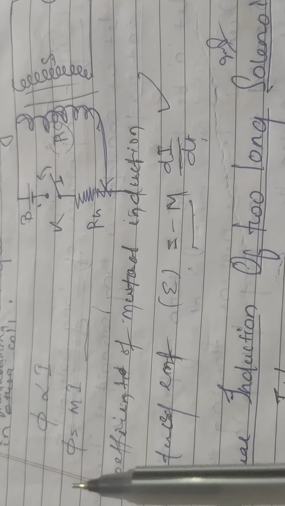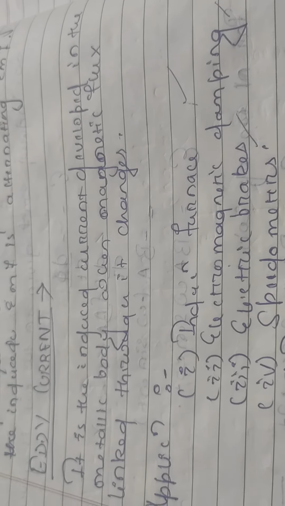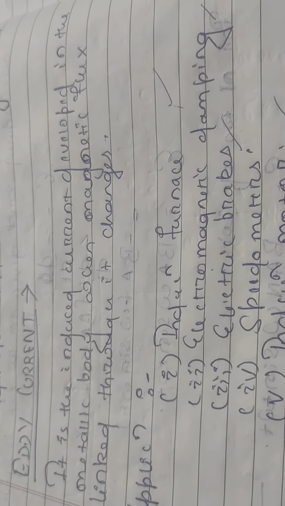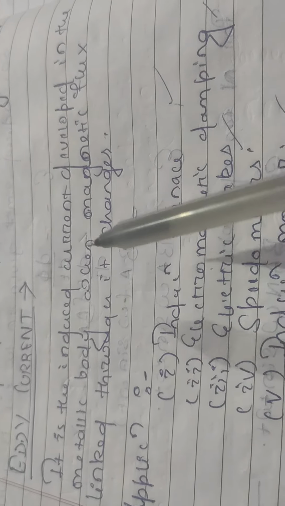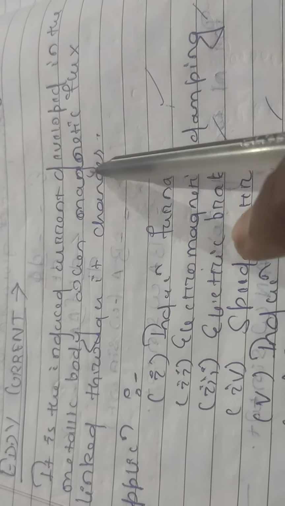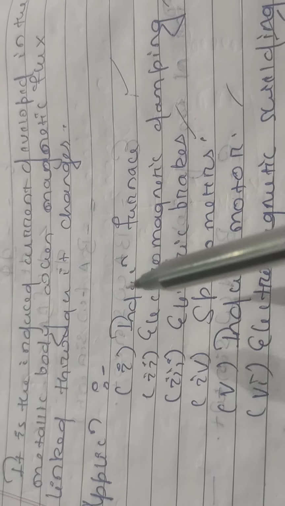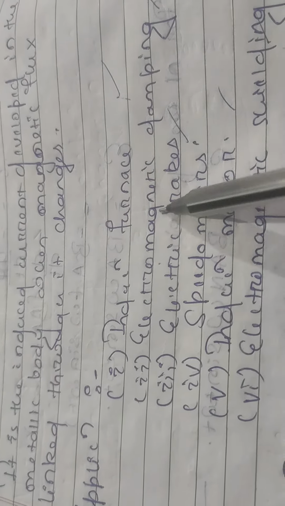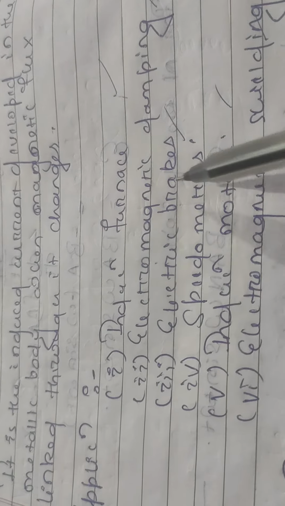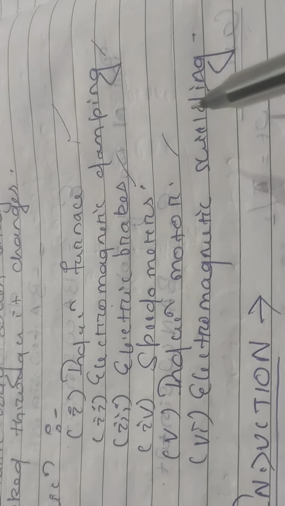Okay. Now come to applications of eddy current. As discussed in the last class, eddy current is the induced current developed in a metallic body when the magnetic flux linked through it changes. Again, I repeat, eddy current is the induced current developed in a metallic body when magnetic flux linked through it changes. Its applications: induction furnace, electromagnetic damping, electric brake, speedometer, induction method, and electromagnetic shielding.